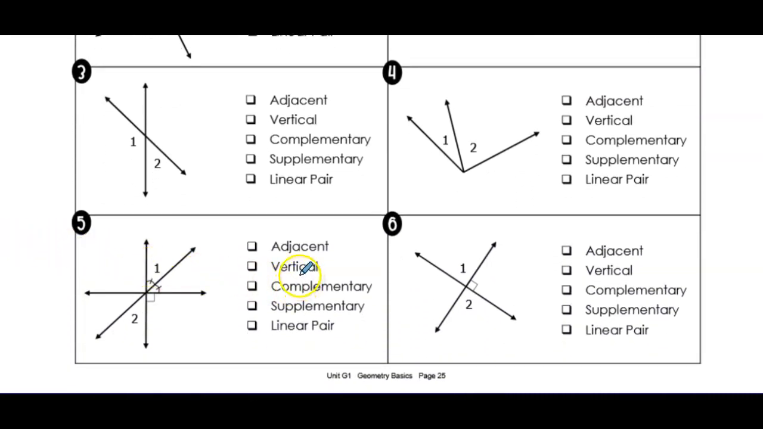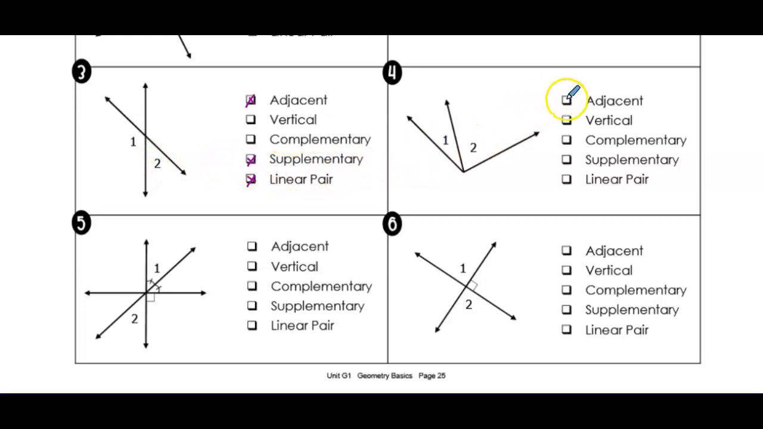All right, for number 3, these are adjacent, they are supplementary, and they are a linear pair. Adjacent because they share a ray, supplementary because they are along the same straight line and add up to 180, and the same thing, linear pair, because they're on the same straight line and forming a straight line when put together. So all three of those.